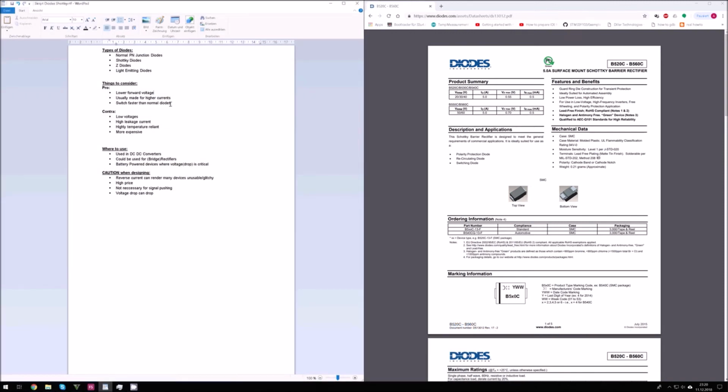As always, I'm going to give you some basic information on the left hand side of the screen, and afterwards I'm going to give you an exact example looking into a datasheet. Today we're going to talk about Schottky diodes.